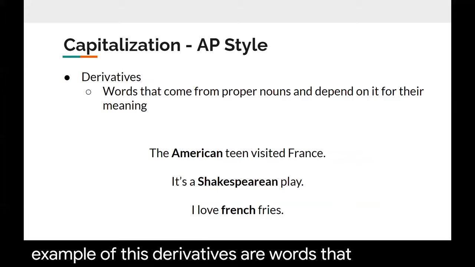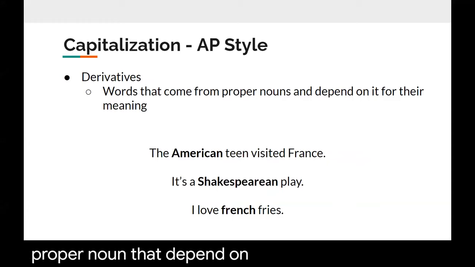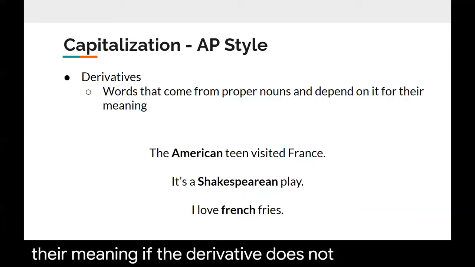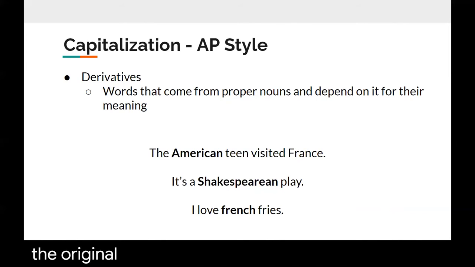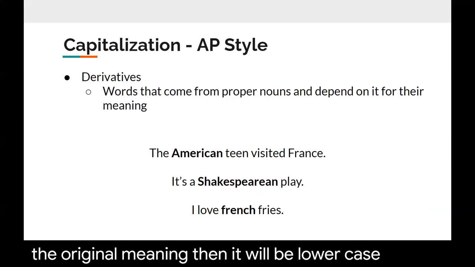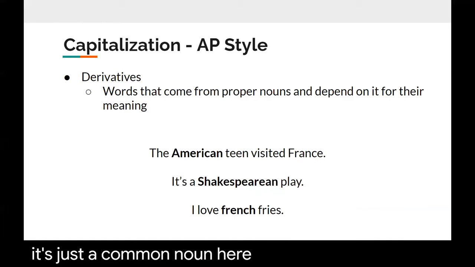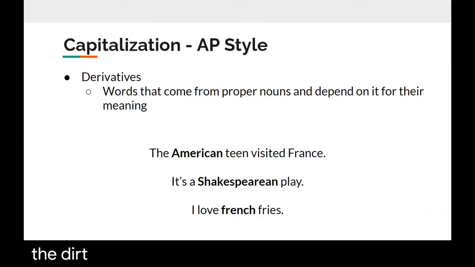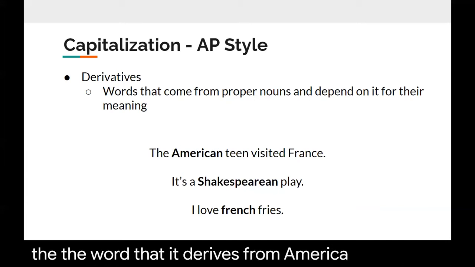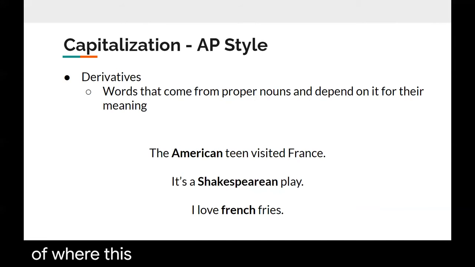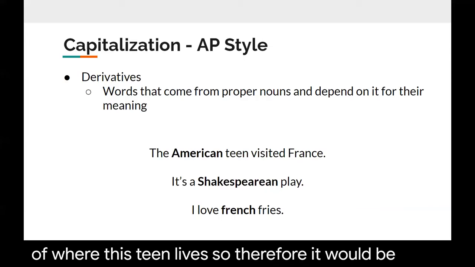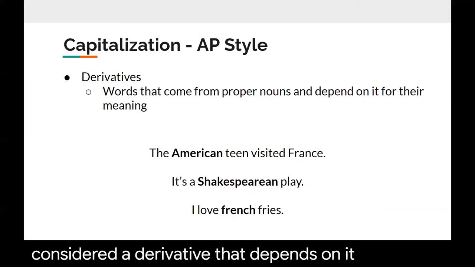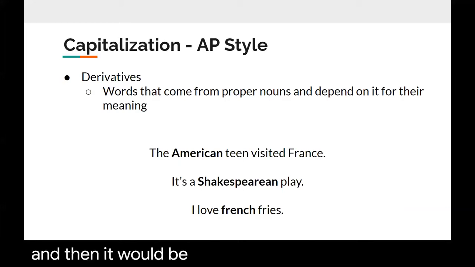Derivatives are words that come from a proper noun that depend on that proper noun for their meaning. If the derivative does not depend upon the original meaning, then it will be lowercase, then it's just a common noun. Here are some examples. The American teen visited France. Here, American relies on the word that it derives from, America, for context of where this teen lives. So therefore, it would be considered a derivative that depends on its meaning, and then it would be capitalized.